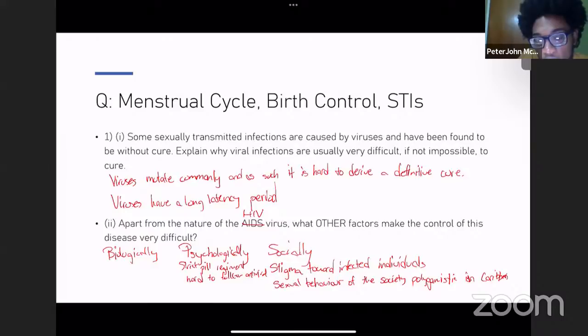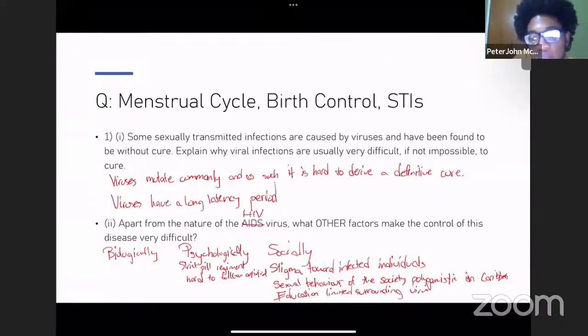Guys, social education. Education is a social factor. People aren't educated about the virus. So social education is always a social factor. Stigma is always a social factor. Literally, if you write out biological, then social, then psychological, you can answer any one of these questions, because this is how you answer all these questions. So I'm kind of giving you guys a little life hack, yeah?